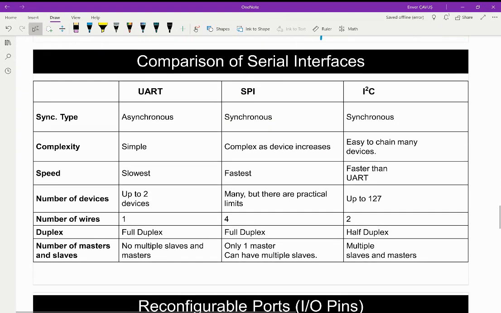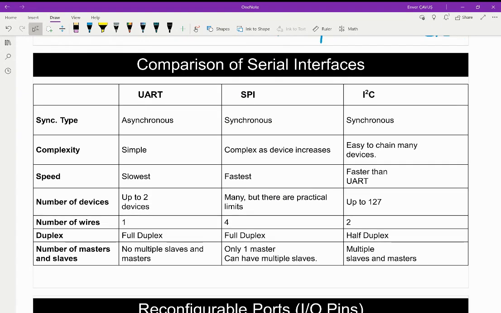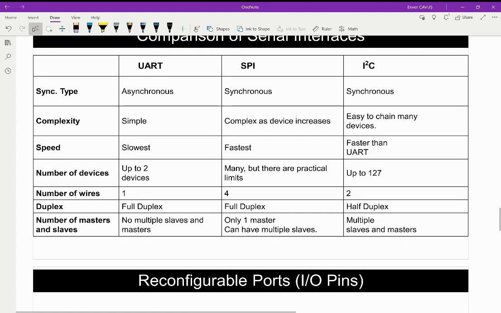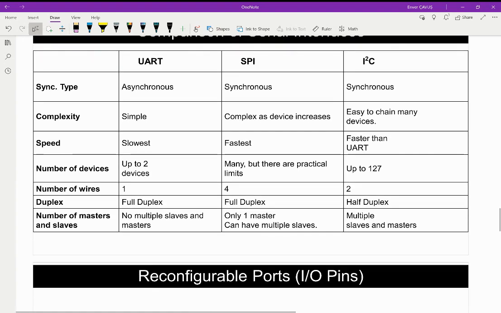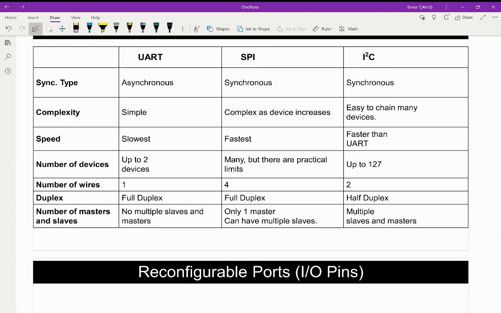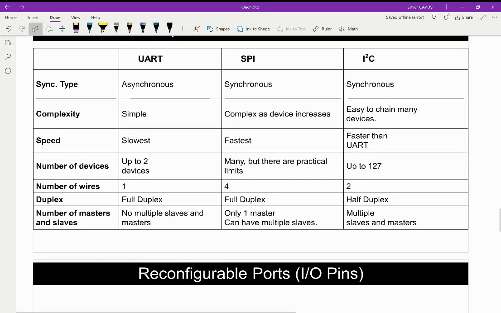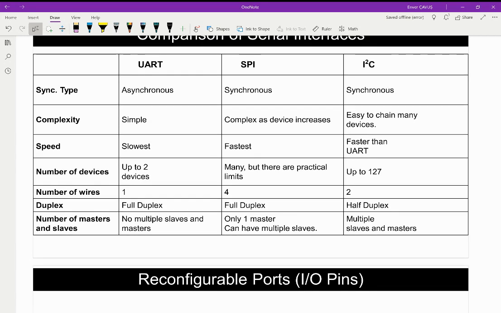And this is a brief comparison of these serial interfaces. So their synchronization, type, the complexity, speed, number of devices that these interfaces support, and whether it is bidirectional or a single direction, and number of masters and slaves. So I will be letting you review this table.